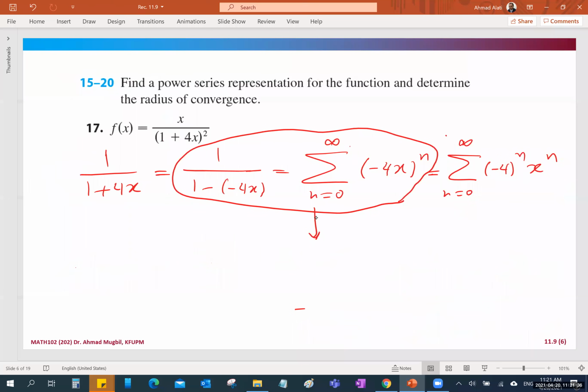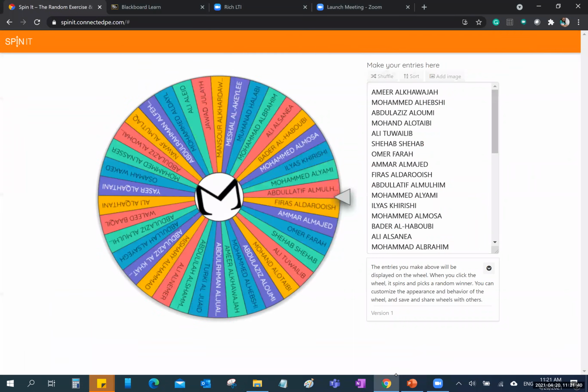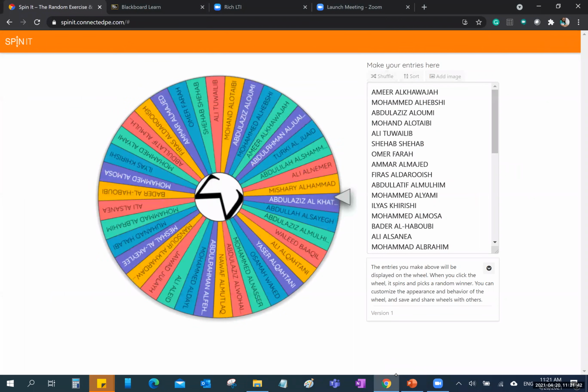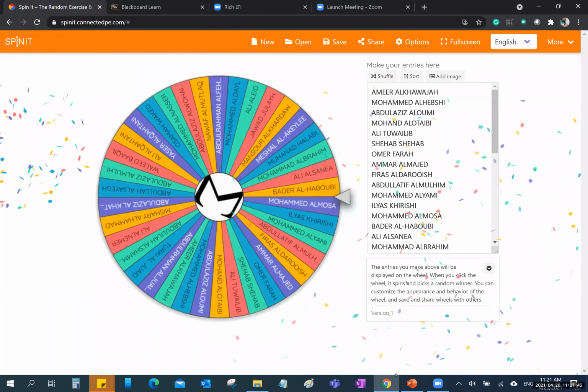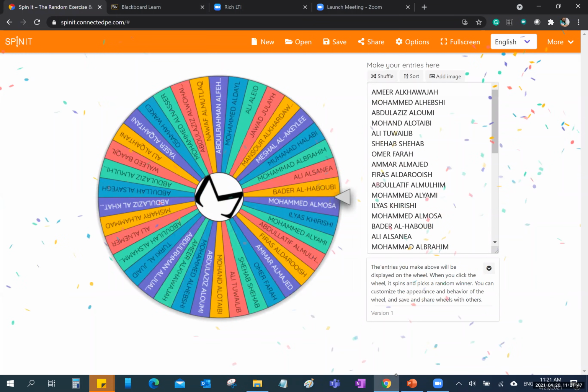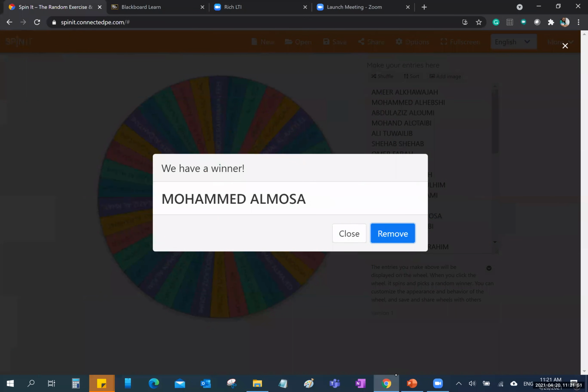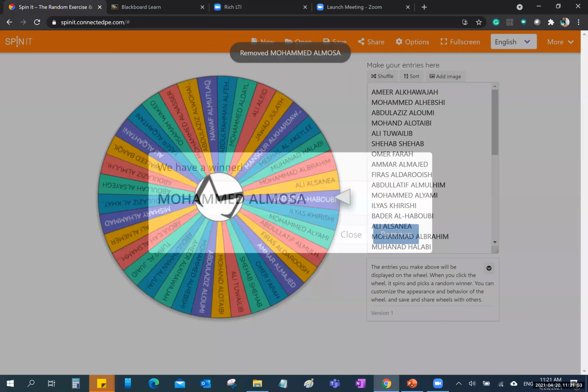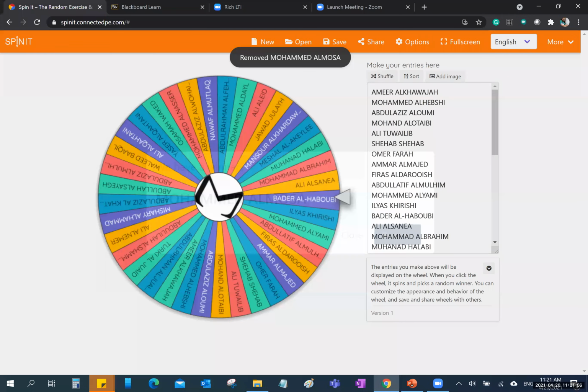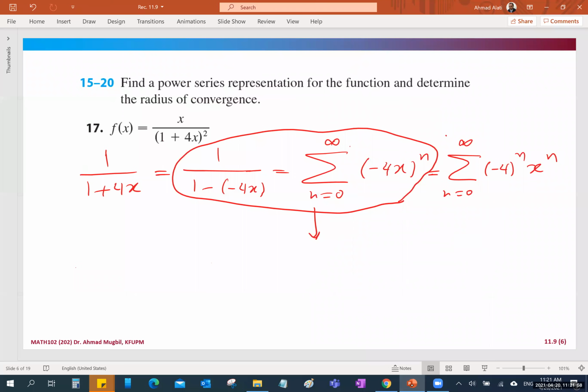So now what should be the condition? What is the radius? Let me choose Muhammad al-Musa. Are you here, Muhammad? Yes, doctor. What do you think? How to find the radius of convergence? Can you go back to that slightly? The absolute value of negative 4x less than 1. You are right. MashaAllah, Muhammad, you are right.